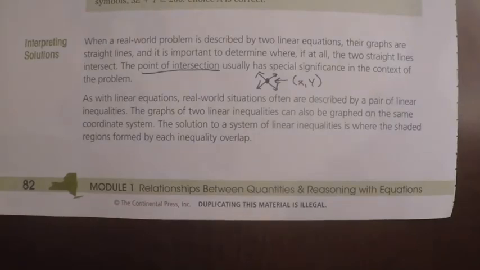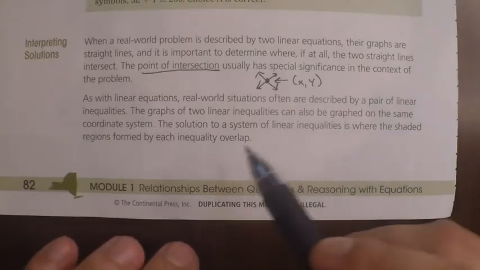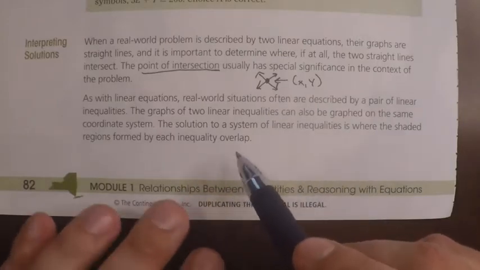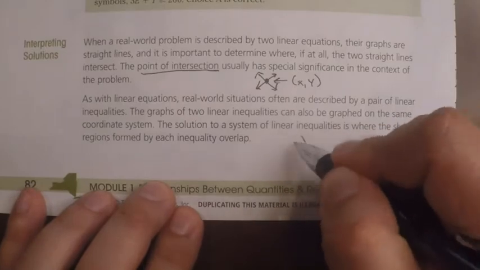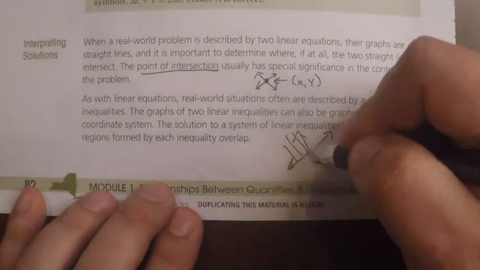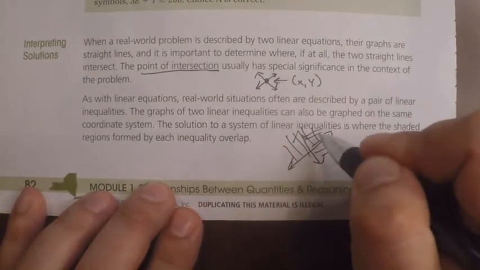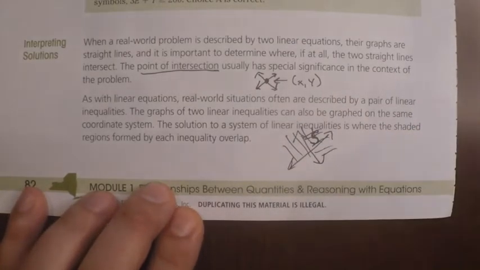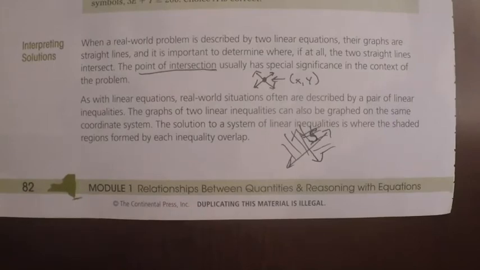As with linear equations, real-world situations often are described by a pair of linear inequalities. The graphs of 2 linear inequalities can also be graphed on the same coordinate system. The solution to a system of inequalities is where the shaded regions formed by each inequality overlap. So remember when we were shading, and we said that the solution was where the shaded regions overlap. That's something that we did in previous lessons.